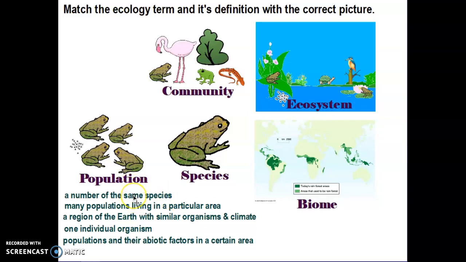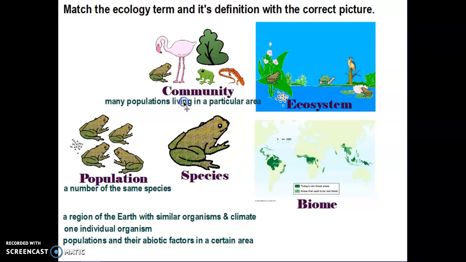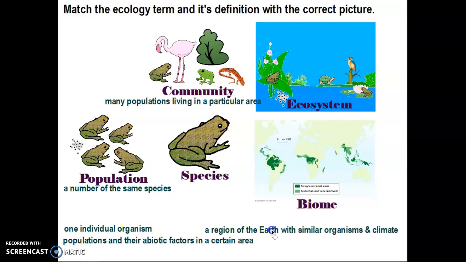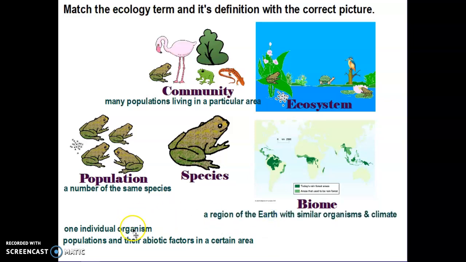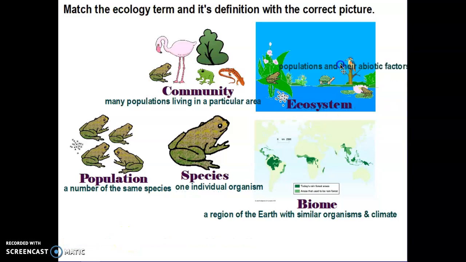So where does a number of the same species fit? That would be a population. Okay, many populations in a particular area. This one is not including abiotic things. So I would put this one here with community. Okay, a region of the earth with similar organisms and climate is the biome. One individual organism is a species. Okay, and then populations with all of their abiotic things in a certain area is an ecosystem.